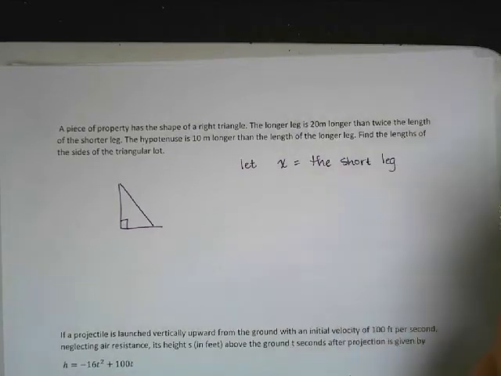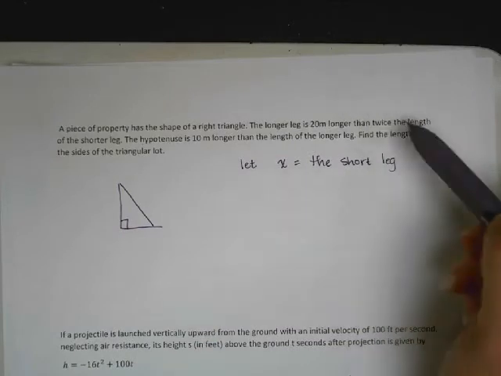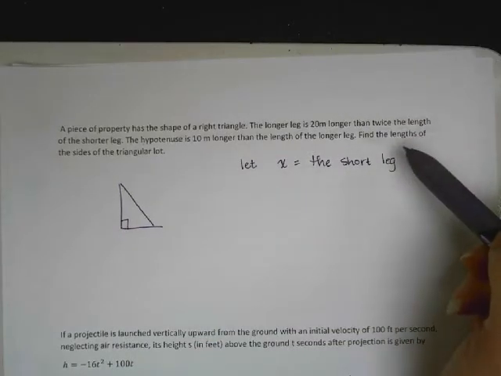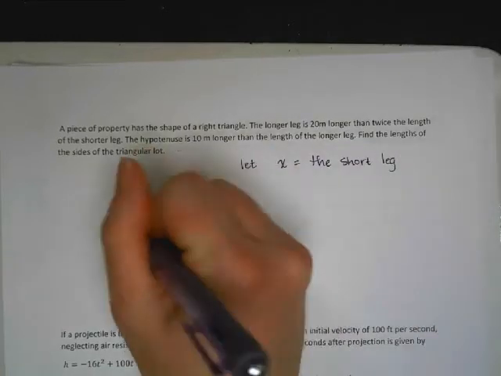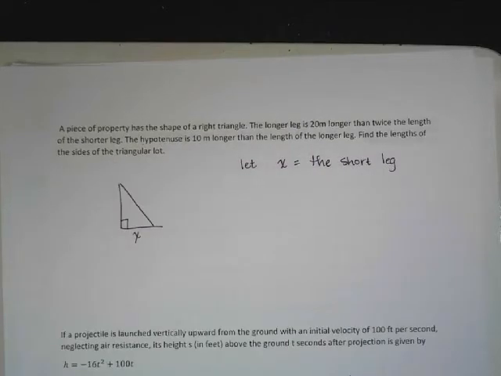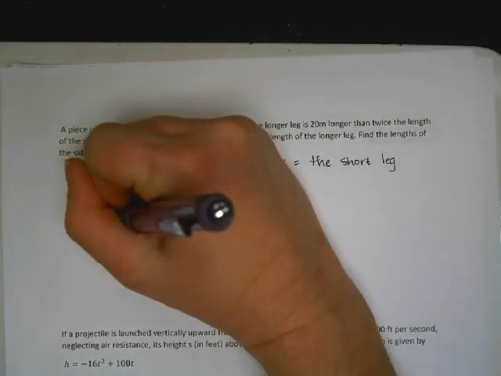And the main reason for that is because they've given me the long leg in reference to the short leg and the hypotenuse in reference to the long leg. So I'm not going to know any of them unless I know the short leg. So I'm going to call the short leg x, which means the long leg is 20 meters longer than twice the short leg. So it'd be 2x plus 20. Yep.